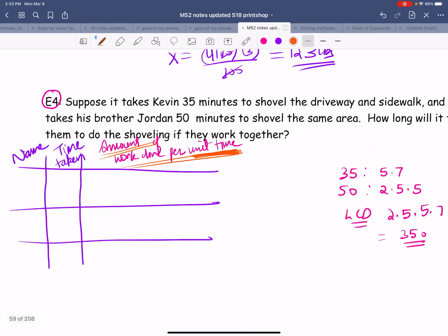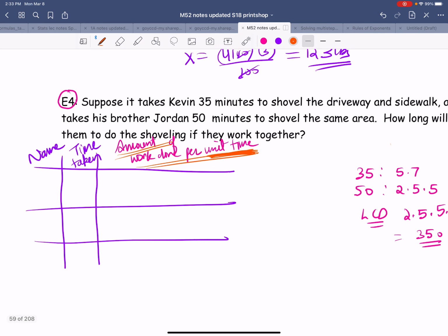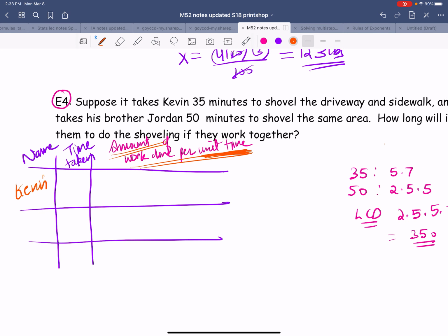So here's the first example. Suppose it takes Kevin 35 minutes to shovel the driveway and sidewalk, and it takes his brother Jordan 50 minutes. Okay, so we have Kevin and Jordan, and the unit of time in this case looks like it's minutes. Kevin takes 35 minutes, Jordan takes 50 minutes. And how long will it take them to do the shoveling if they work together? Okay, so if they work together, how long would it take them?